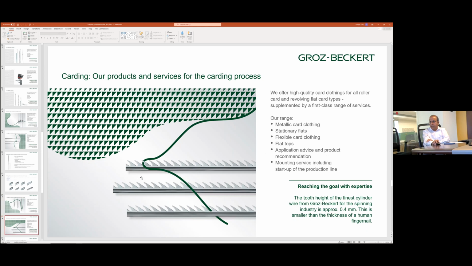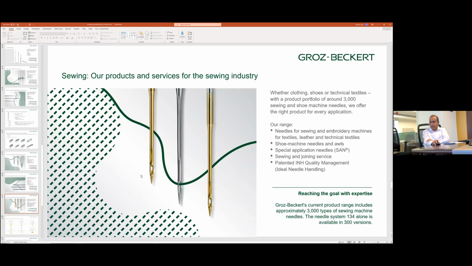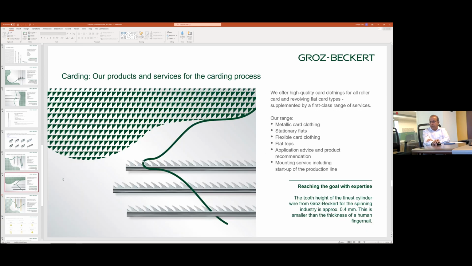Then finally coming to carding. In carding we offer metallic card clothing, stationary flats, and flexible card clothing. We are offering flat tops, and we offer recommendations to the customers, and we also offer mounting services for the customers.